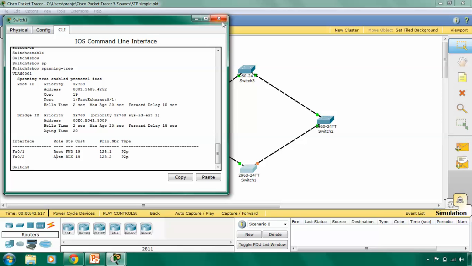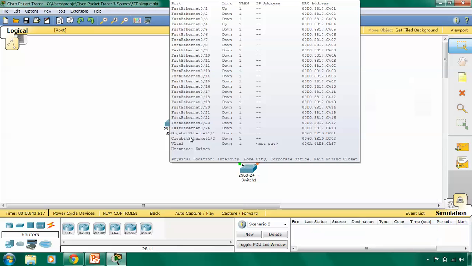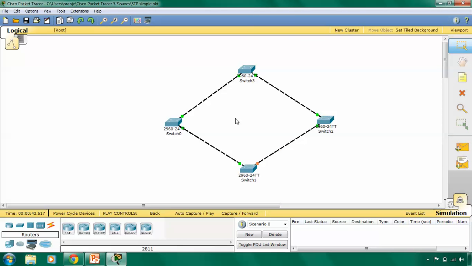So this is how STP has resolved this network. You can see how efficiently he has blocked off one of the ports which is causing the loop, and he has formed a tree structure, but has seen to it that he has involved all the switches in the network. Now we can start the packet capture, and we can see how BPDUs are getting transmitted across the network.